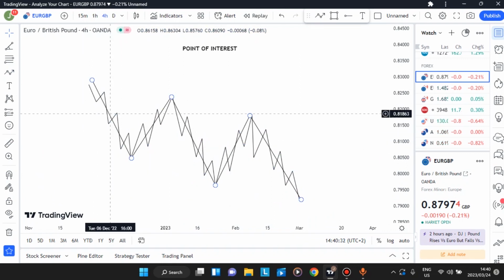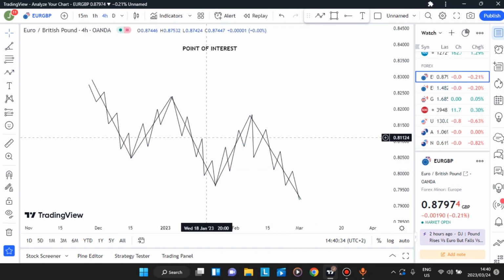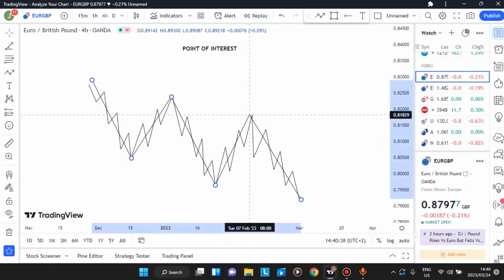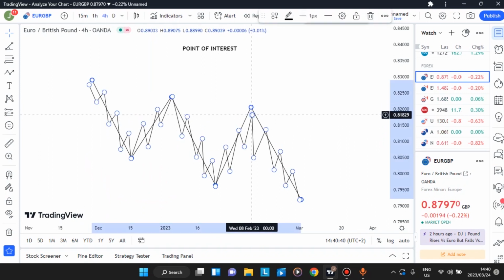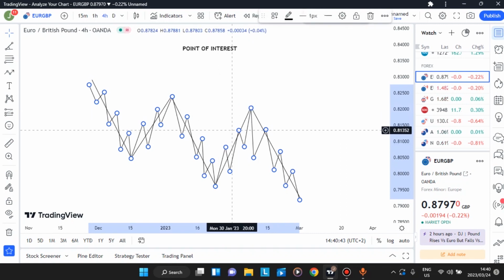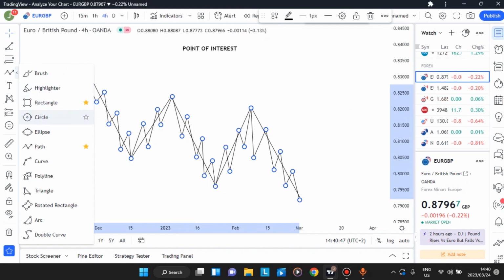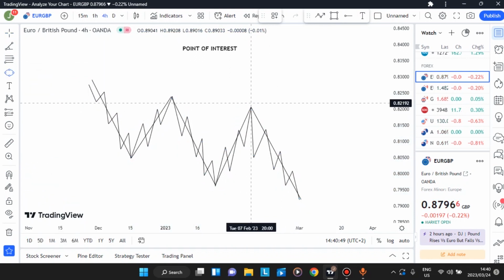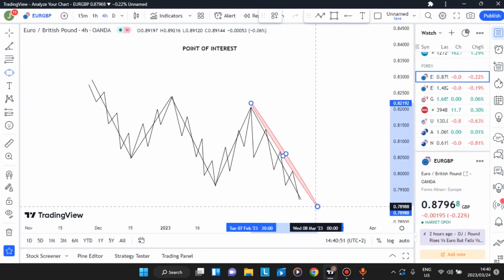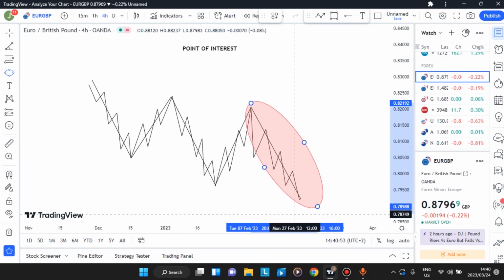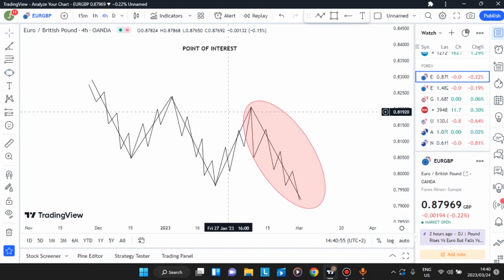Now let's focus on how we could have caught this leg. Let's say this point is here and this one is also here. Let's focus on how we could have caught this movement here.